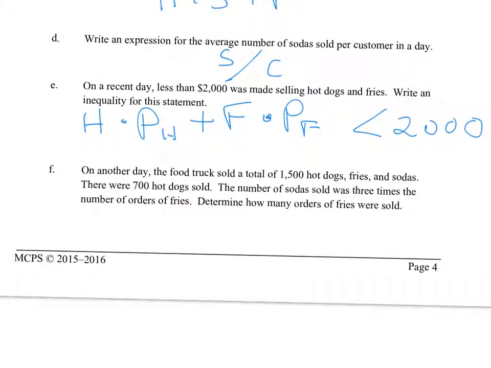Another day, the food truck sold a total of 1,500 hot dogs, fries, and sodas. There were 900 hot dogs sold. The number of sodas was 3 times the number of the orders of fries. Determine how many fries were sold.